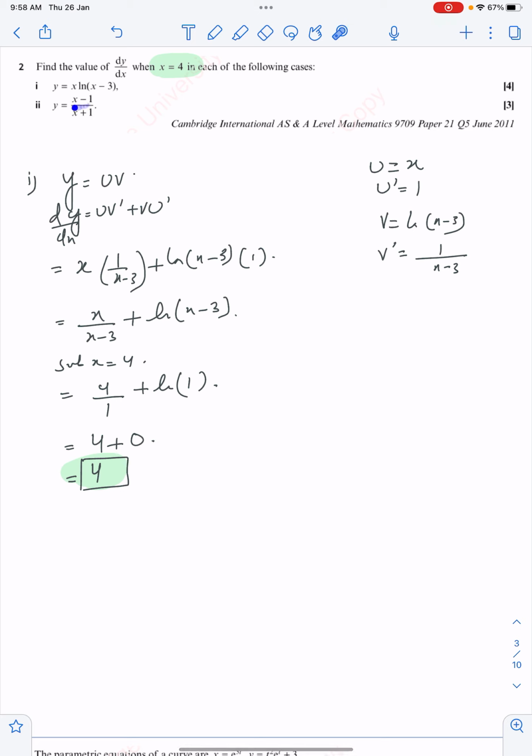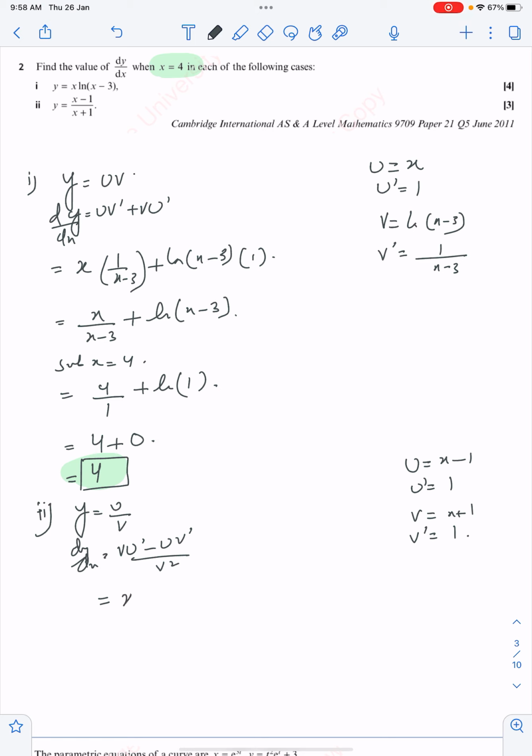Okay, for the second part, it says y equals (x minus 1) upon (x plus 1). Here you have to apply the quotient rule. So we know that if y equals u upon v, dy by dx is going to be (v u dash minus u v dash) upon v squared. In this question, u is x minus 1 and u dash is going to be 1. v is x plus 1 and v dash is going to be 1. So dy by dx equals (x plus 1) into u dash, which is 1, minus u, which is (x minus 1), times v dash, which is 1, upon v squared, which is (x plus 1) the whole squared.